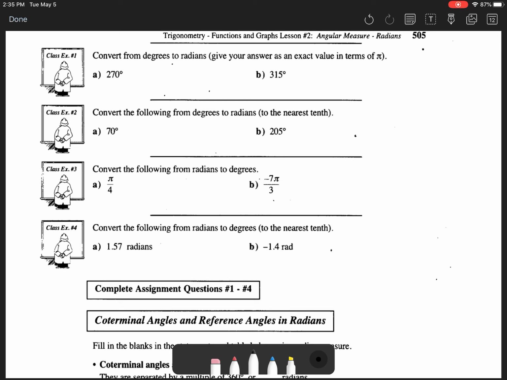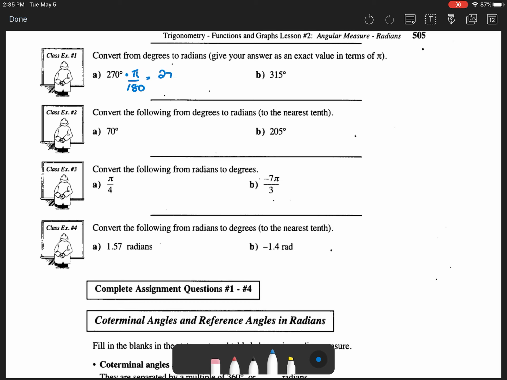All right, so some basic calculations here, and you'll see how the instructions are worded so that we know how to provide our answer. First one says convert from degrees into radians. So from the previous page, if I have degrees and I want to convert into radians, what I do is I multiply by the conversion factor, which is pi over 180.